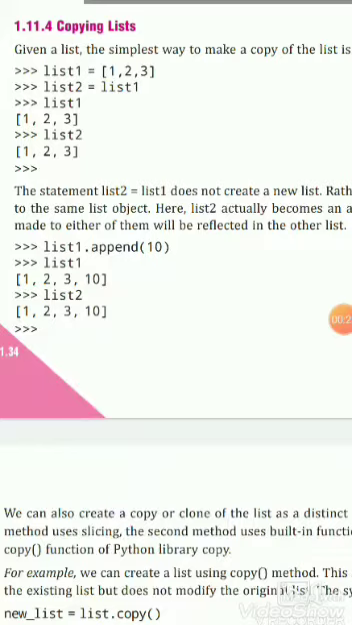The simplest way to make a copy of the list is to assign it to another list. Like this: list1 equals, first we define the list in square brackets, then list2 equals list1. So list1 and list2 are both the same. The statement list2 = list1 does not create a new list here. Rather, it just makes list2 refer to the same list object. So list2 is also pointing to the same value which was pointed to by list1.